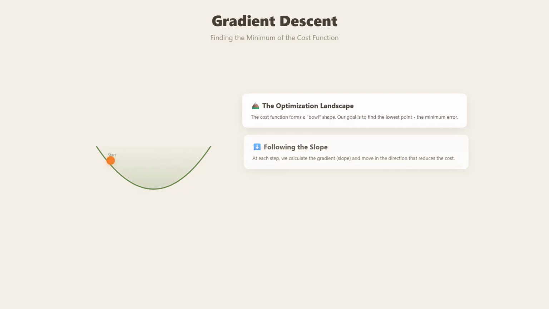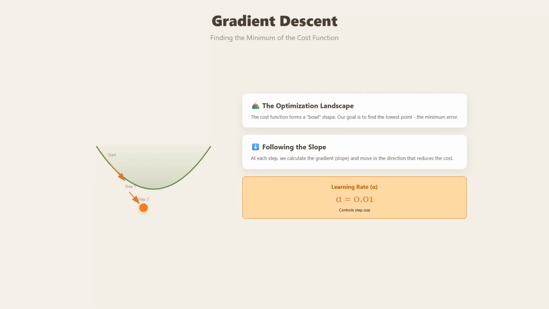So, how do we actually find the minimum of our cost function? This is where gradient descent comes in, and it's one of the most important optimization algorithms in all of machine learning. Imagine the cost function as a bowl-shaped surface, like a valley surrounded by hills. Your goal is to find the lowest point in this valley, which represents the parameters that minimize error. Here's the intuition.